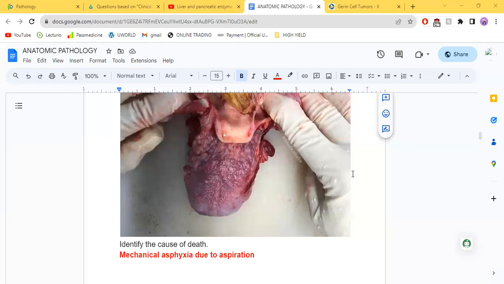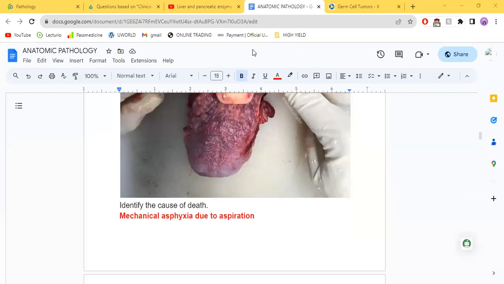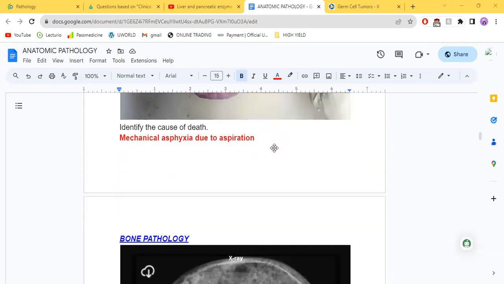But the question was asking, we identify the cause of death, and so we determined it was asphyxia, and it was mechanical asphyxia due to aspiration. Oxygen deprivation due to obstruction, I agree. That's correct. I think you guys are doing really well. It's nice to see. Let's move to the next question.